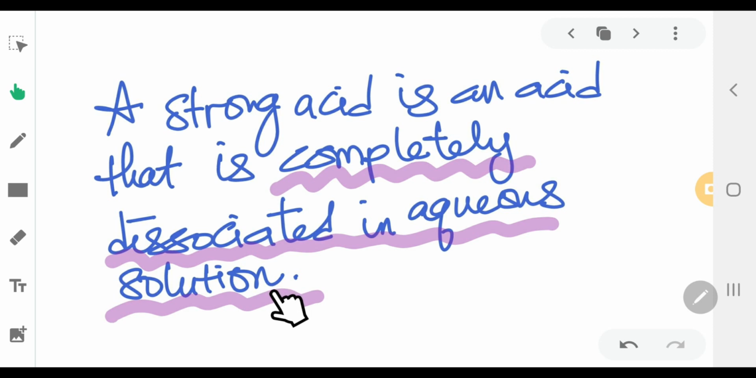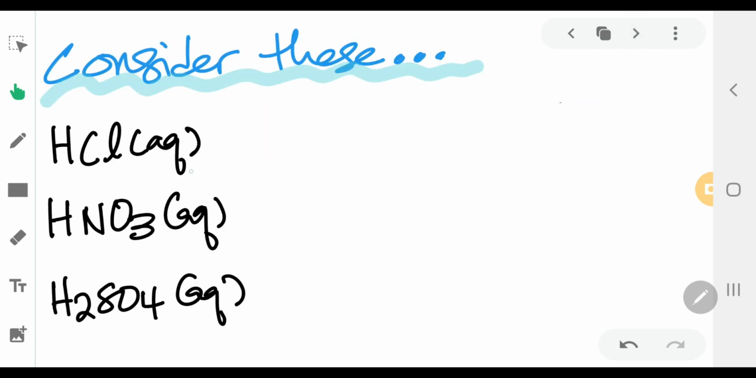Remember, in the previous video, we talked about what is meant by aqueous solution. It simply means that when you put a strong acid into water solvent, it will be completely dissociated to form ionic products. Let's have a look at a few examples. We have three examples of strong acids. Let's look at the first one, the most common one, HCl, hydrochloric acid. In brackets, you see it is already in aqueous solution, meaning it is dissolved in water.